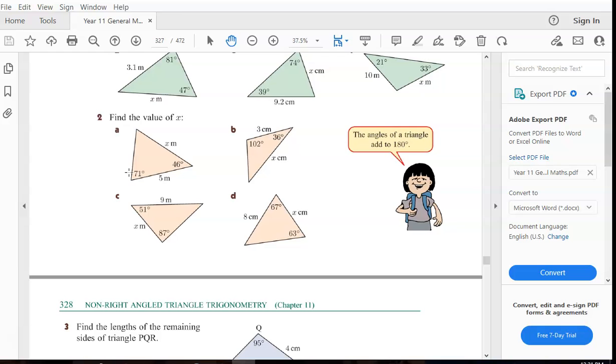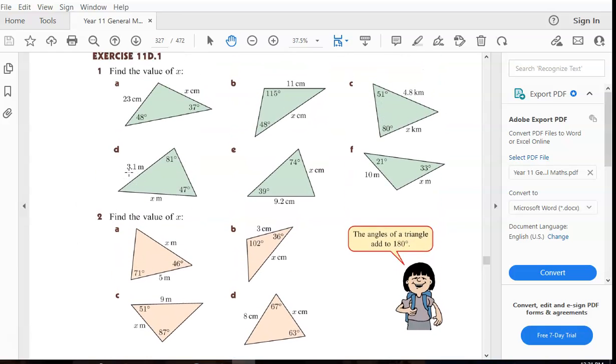Okay, so practice a little bit with number 1. If you want to do them all, you can, minimum of 3 by yourself. Minimum 3. Go.